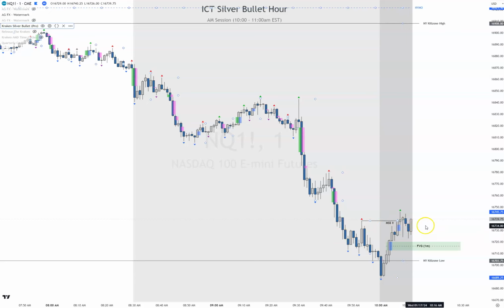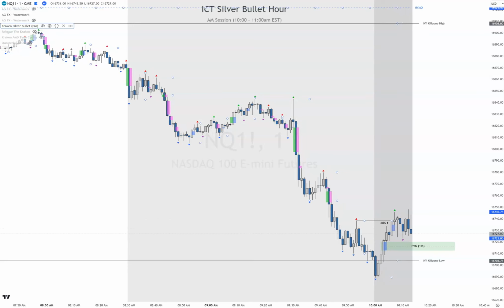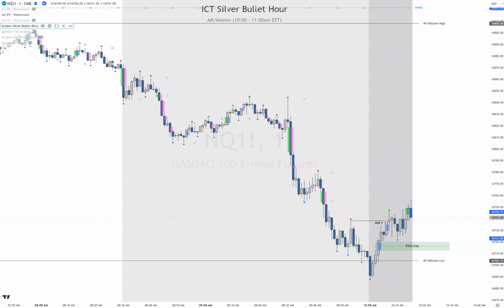The reason I'm not really a huge fan of this breaker right here is because it's still in a premium. So I would want to come down to this fair value gap anyway. There is a breaker right here, I'm just not marking it because I'm not interested in looking at it. If price does come down to the fair value gap, I'm going to enter the trade.